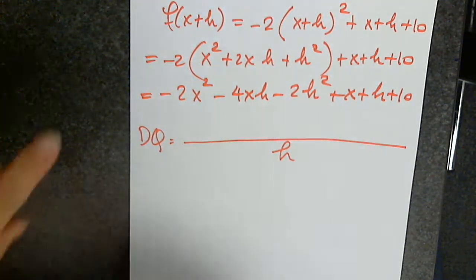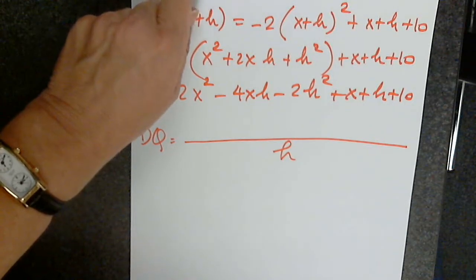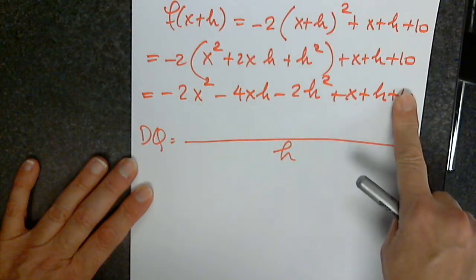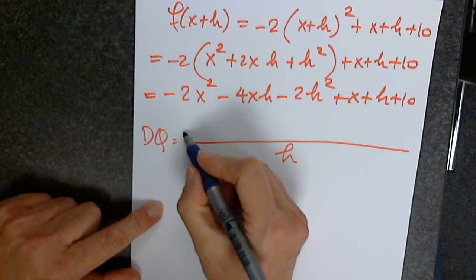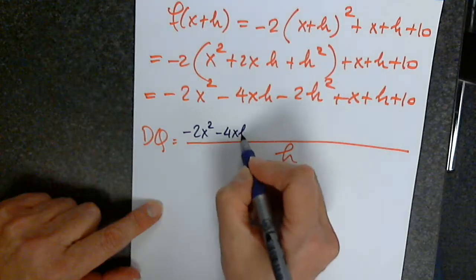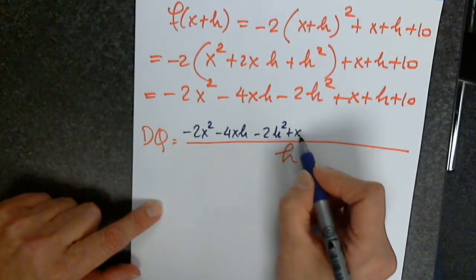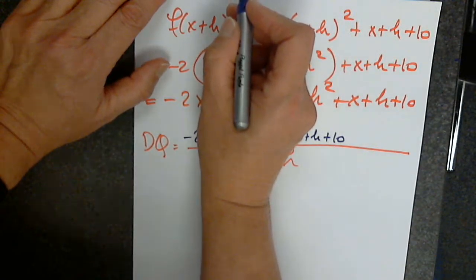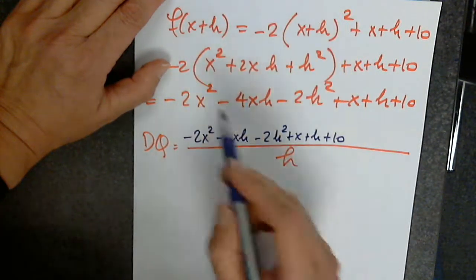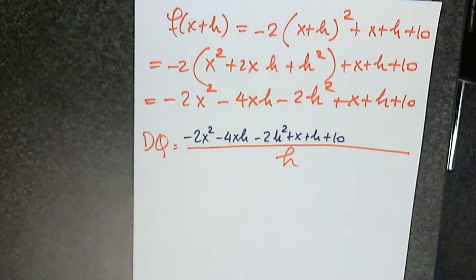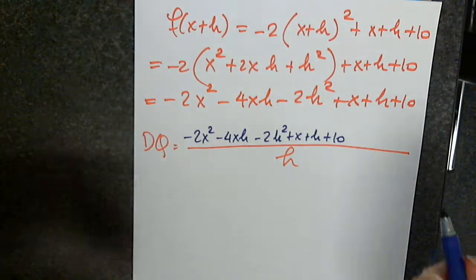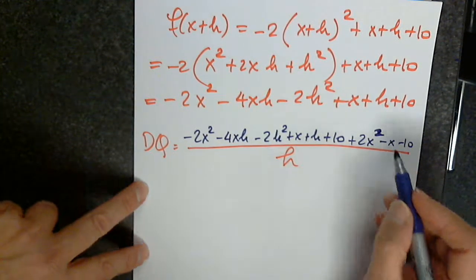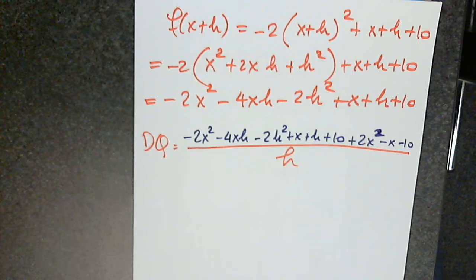So now, instead of this, I copy what? All this. Would you all agree? Okay. So negative 2x squared, negative 4xh minus 2h squared plus x plus h plus 10. Now I reach the minus that needs to be distributed to these terms. I would like to distribute it and write it after I distribute it. Do you all agree with plus 2x squared minus x minus 10?